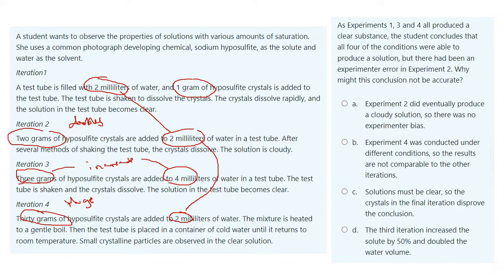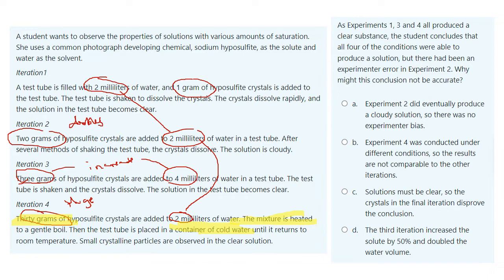In number 4, the test tube was heated first and then it was put into cold water and then it was observed that the particles were there but the solution was clear. So iteration 4 is just very different. In iteration 4, we have heat that is not seen in any of the others. There are 30 grams, which is much more than the others. And it was placed into cold water. So iteration 4 is not a good part of the experiment because it changes many things.